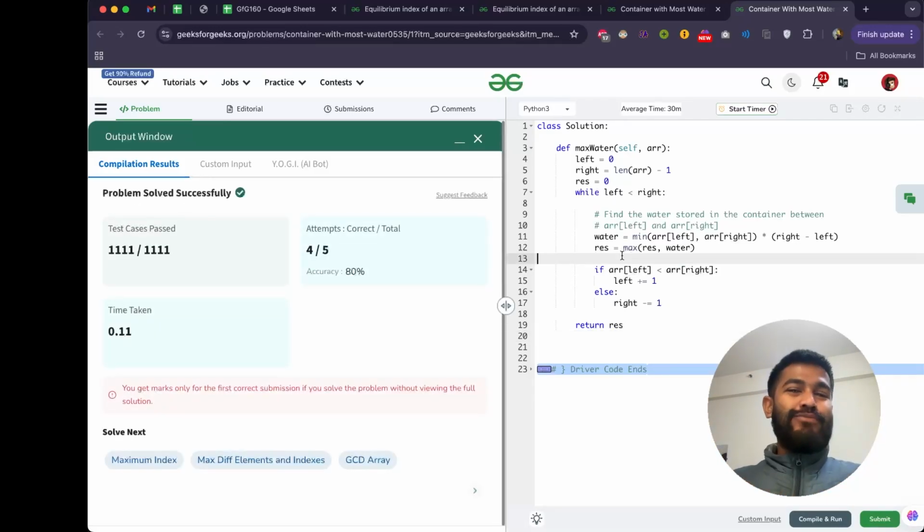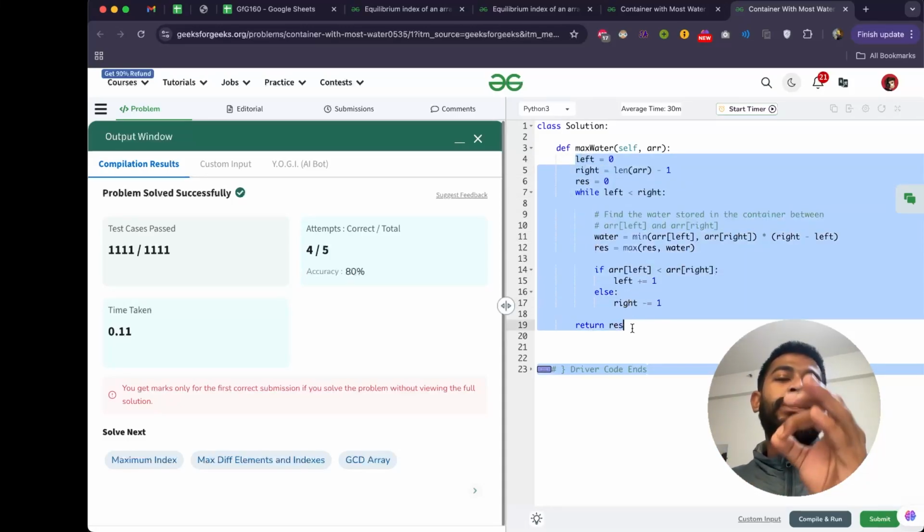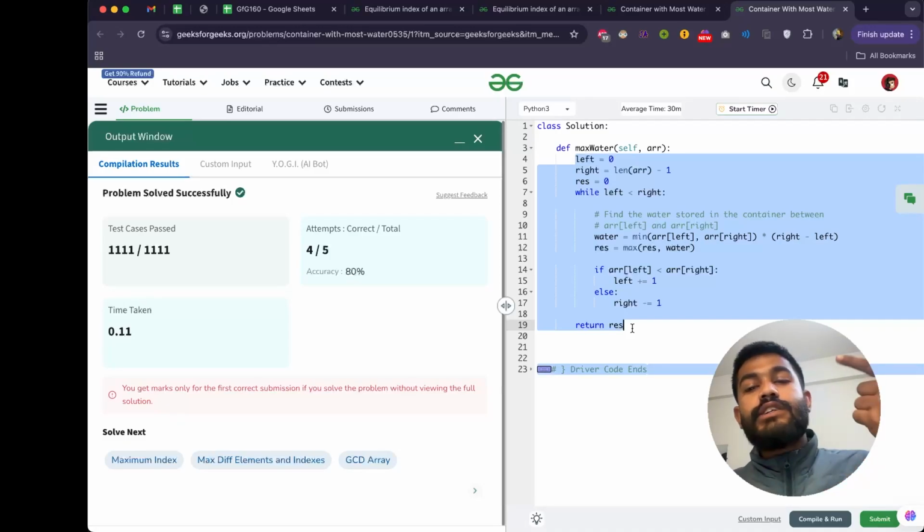Let's talk about the time complexity now. We are having left and right, and each number would only be processed once. And if they cross, they are bound. So each element is processed once. So it is big O of n. Talking about the space complexity, we are not using any auxiliary space and variables don't contribute. That is why it is big O of 1.